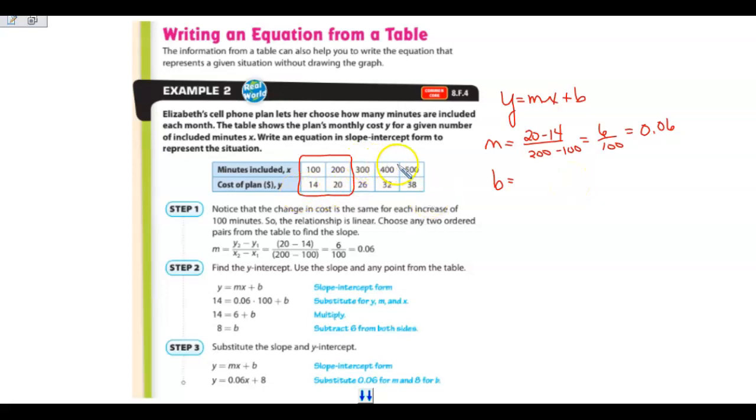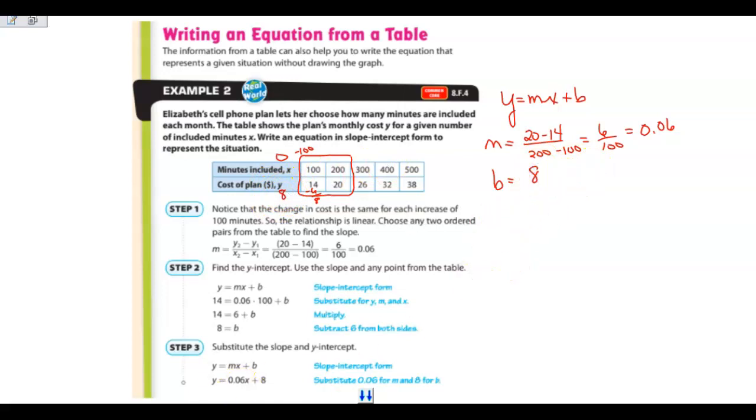One is I happen to notice that these are going down by 100, and 100 minus 100 is 0, so minus 100. And these are going down by 6, so 14 minus 6 is 8. And so that's telling me that my y-intercept is at 8.